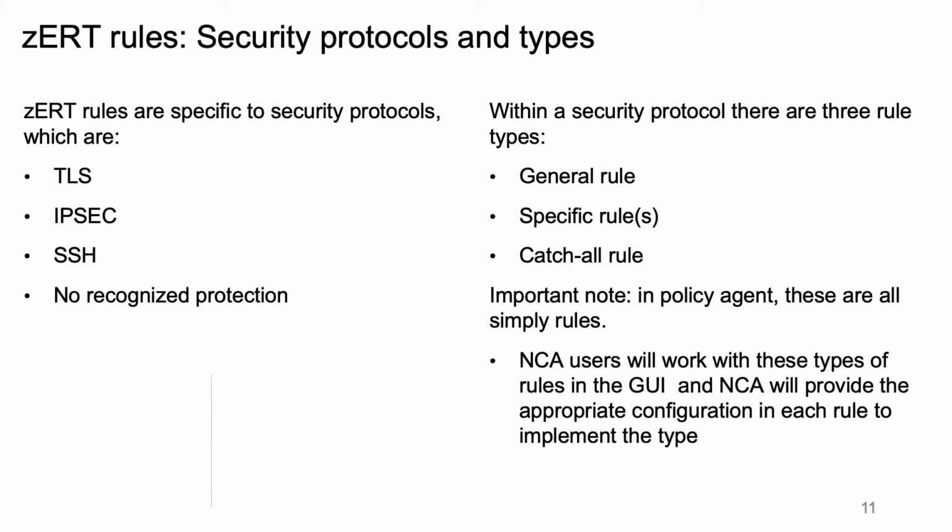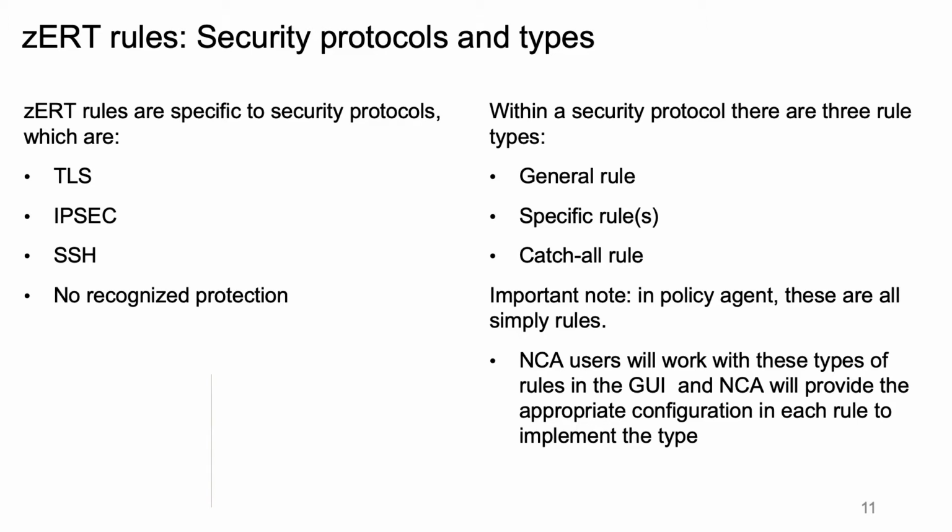ZERT rules are divided into security protocols. For NCA, they are further divided into rule types. The security protocols for ZERT rules are TLS, IPsec, SSH, and no recognized protection. Note that for no recognized protection, the traffic may not really be unprotected. It could have a level of protection not recognized by ZERT, for example, application level encryption. No recognized protection only indicates that ZERT could not recognize any protection.